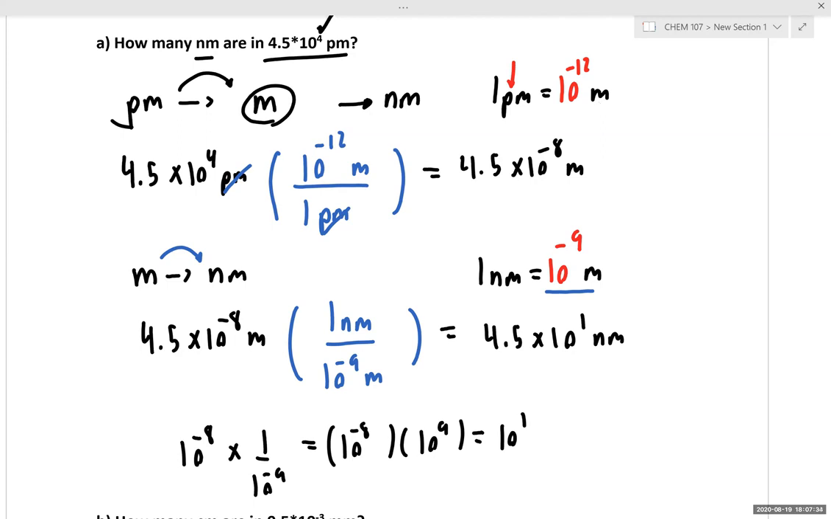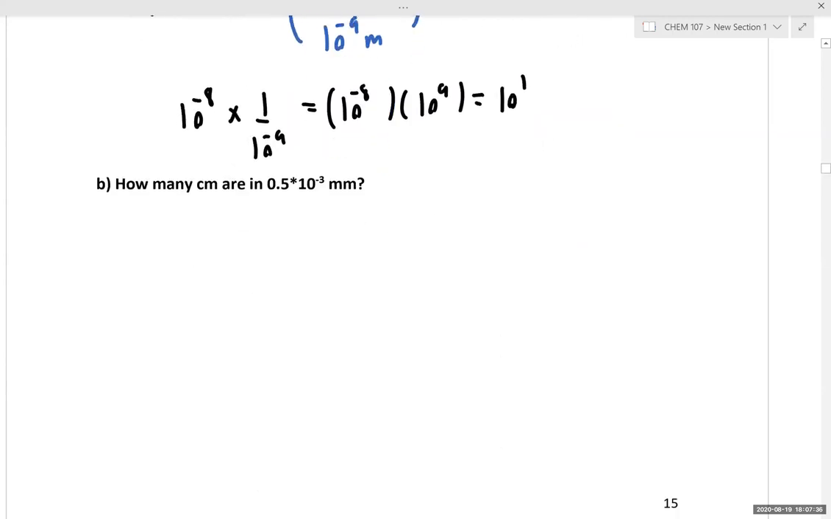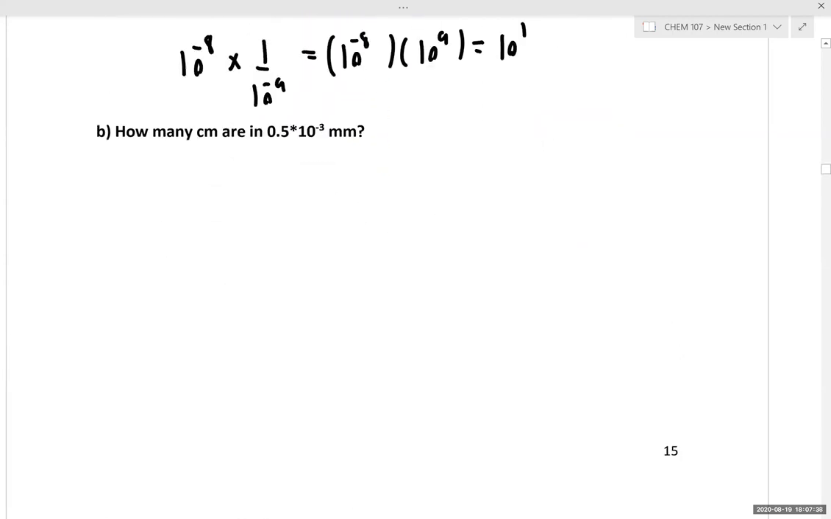So, with that established, I'm going to do one more example. This time I'm going to show you a one-line method. In this case, we're asked how many centimeters are in 0.5 times 10 to the negative third millimeters. So I'm starting off with 0.5 times 10 to the negative third millimeters, and I want to get to centimeters.